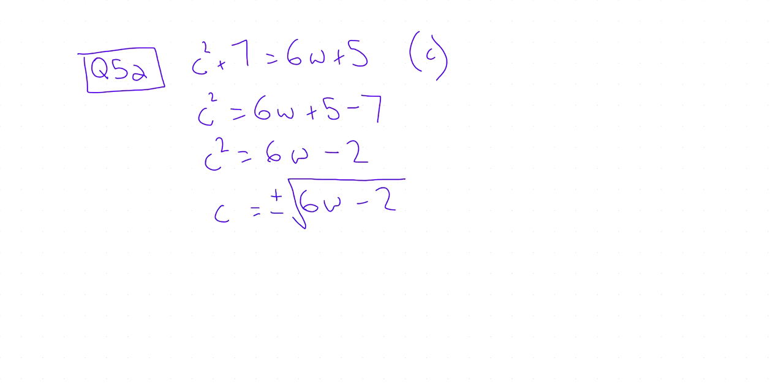Because if I have, let's start with 3. If I have 3 squared, I get 9. And if I have negative 3 squared, I also have 9. You can't tell whether it used to be positive or negative. So when you reverse the square by taking the square root, you have to assume that it could be either of these. So this is the correct answer.